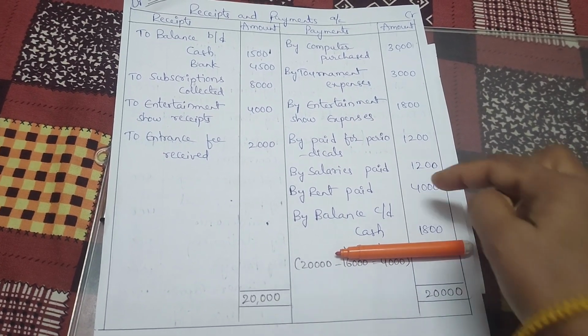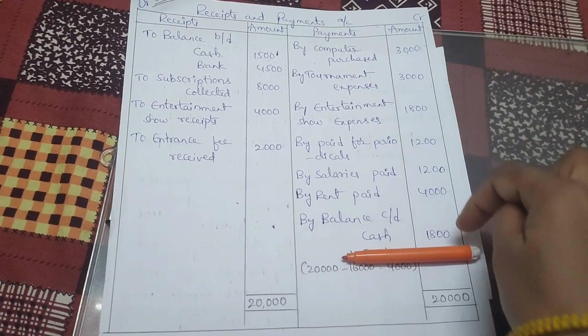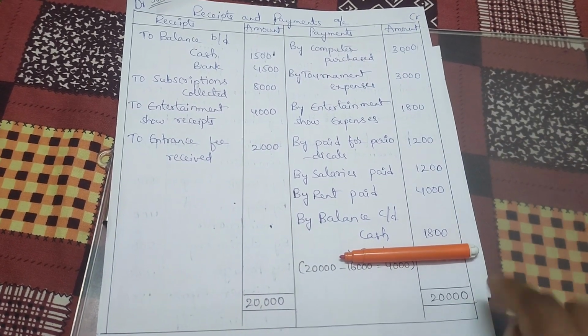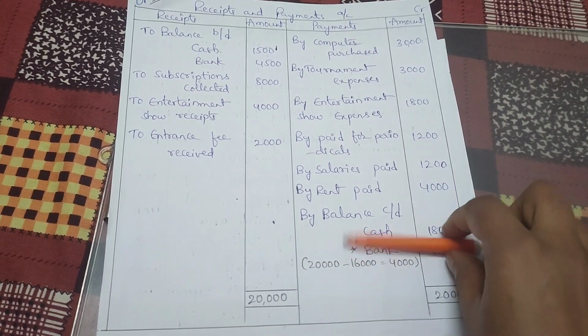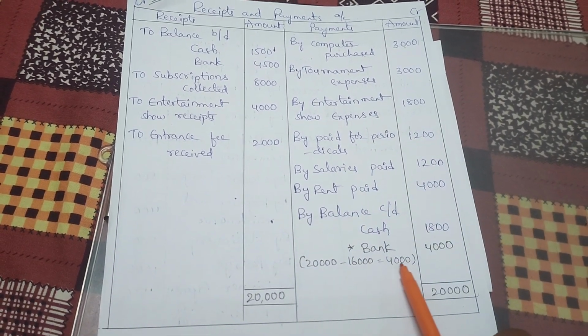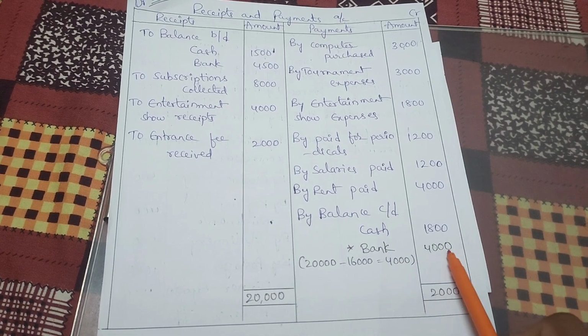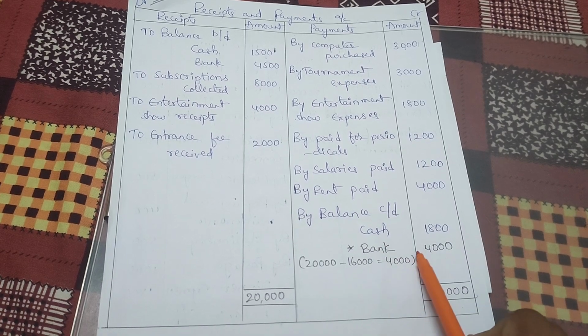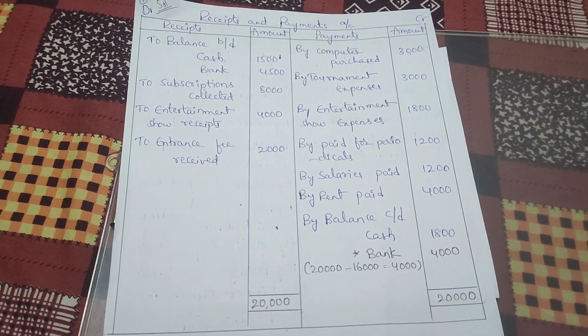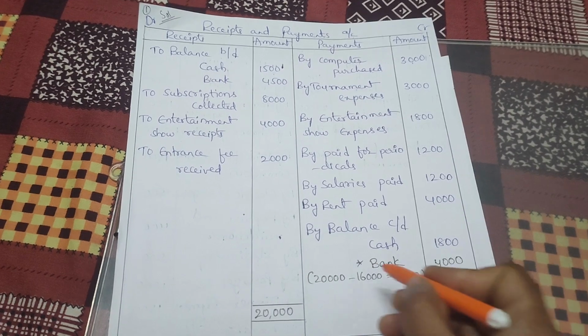And 20,000, what is the total of all this? 16,000. You deduct 16,000 from 20,000, you get 4,000. So 20,000 minus 16,000, you will get 4,000. You record here, name it as bank because that is missing. Okay. So 4,000 rupees. Bank is 4,000. This is the answer.